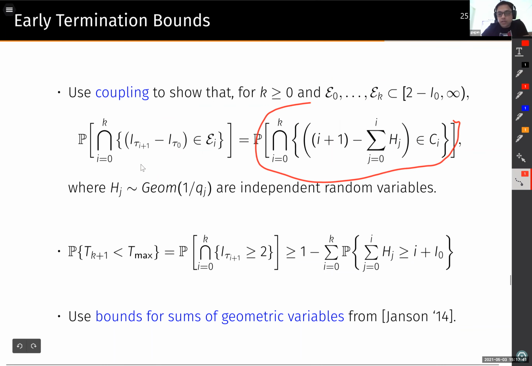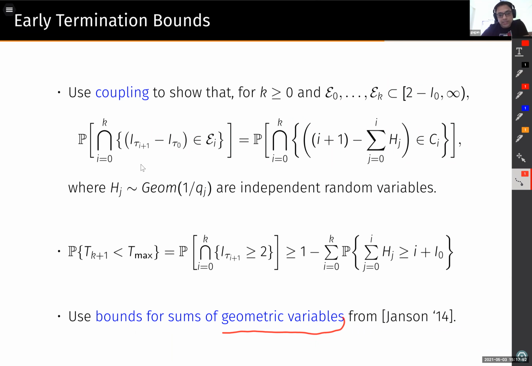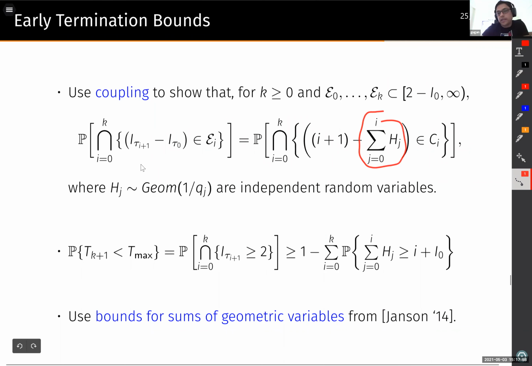In particular, there is this work by Janson from the year 2014, which concerns bounds for sums of geometric random variables. In particular, he obtained some tail estimates for the deviation from the mean of this sum of random variables. Because of this, using this result, we can obtain estimates for this, and one can then transfer the estimates to the probability of this.